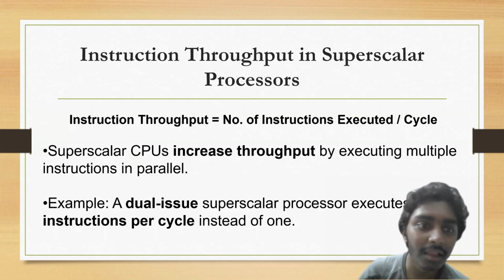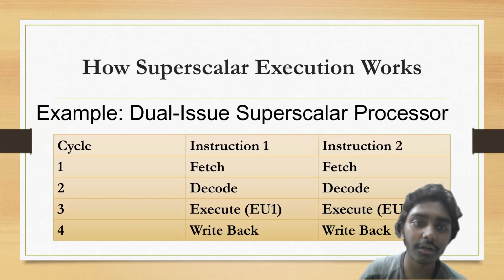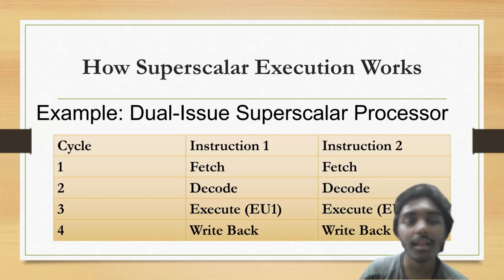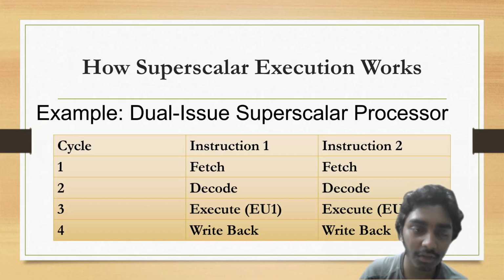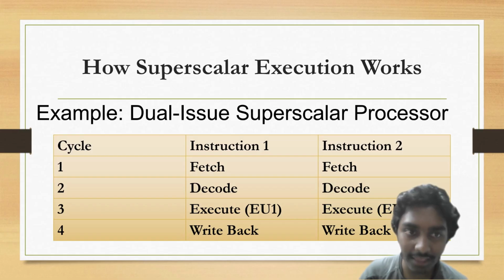For example, say you have a two-instruction superscalar processor. When instruction one and instruction two are both there, they can run at the same time because of having multiple execution units. When instruction one is doing fetch, maybe instruction two is on hold, but once instruction one reaches decode, instruction two comes to fetch.